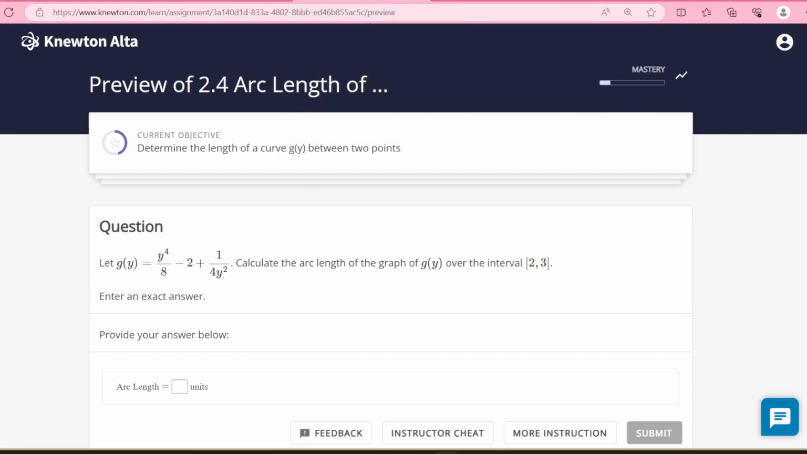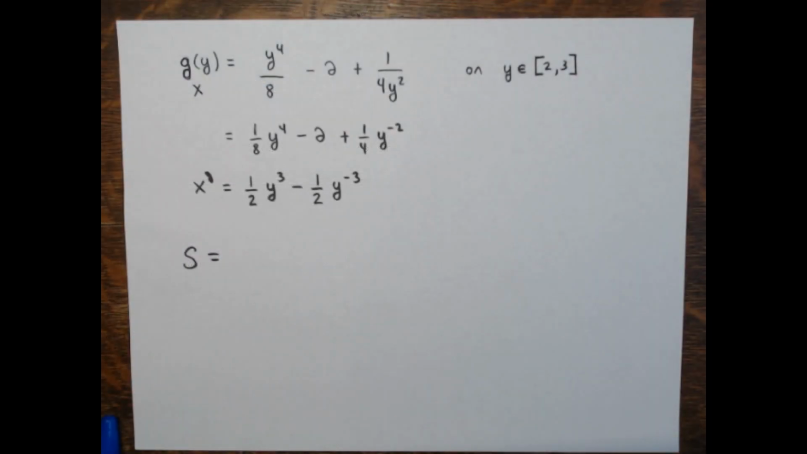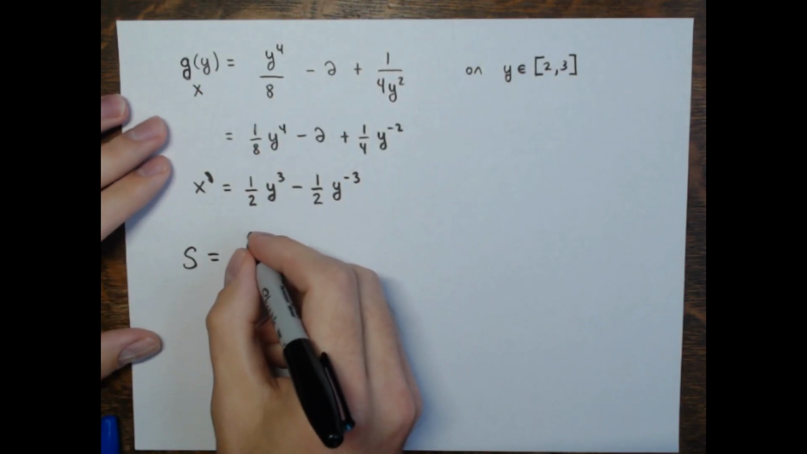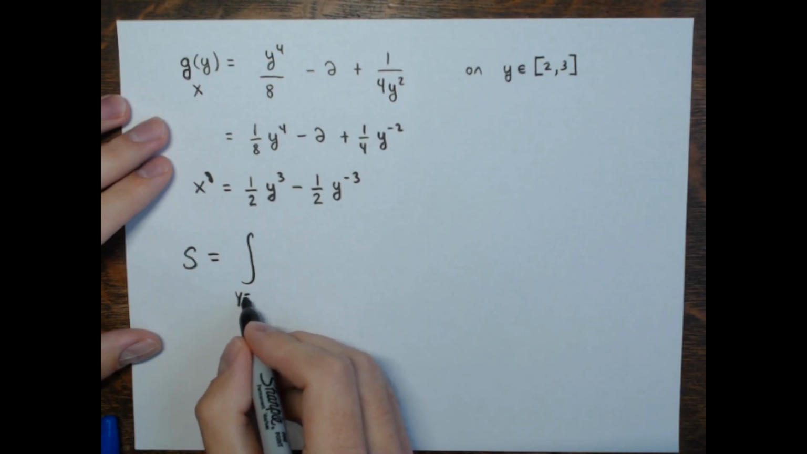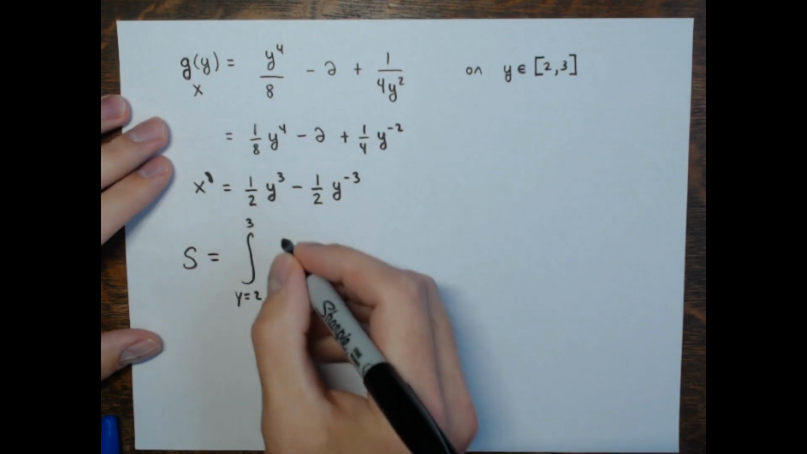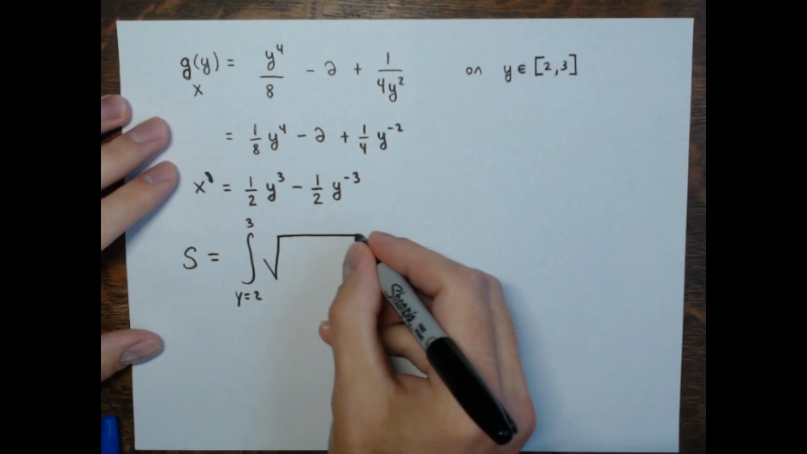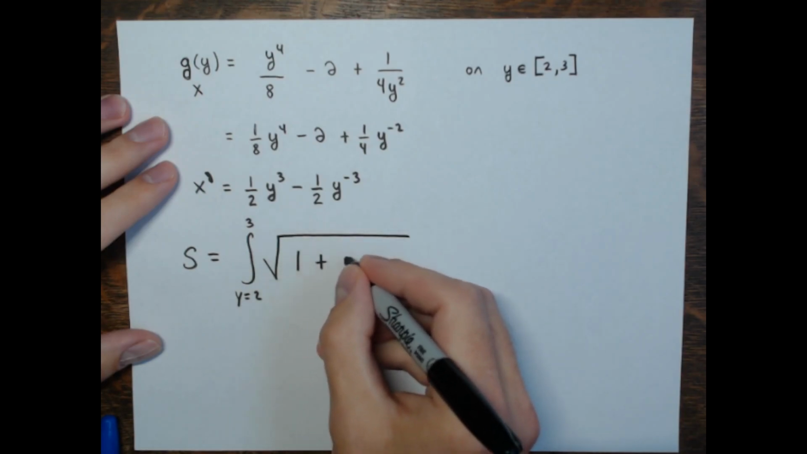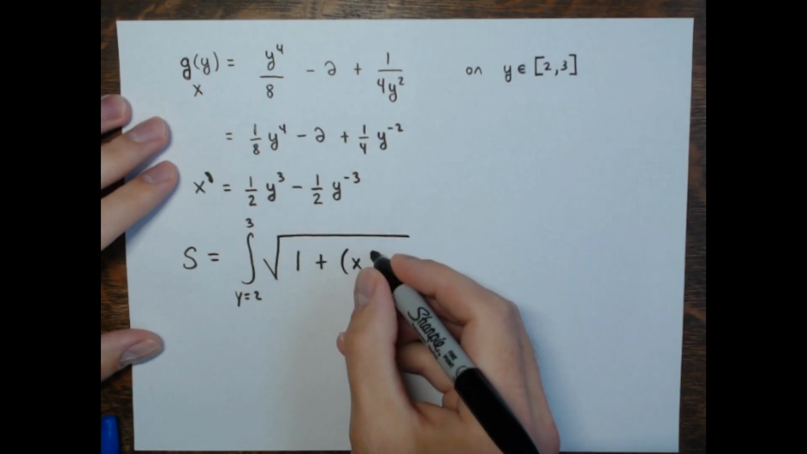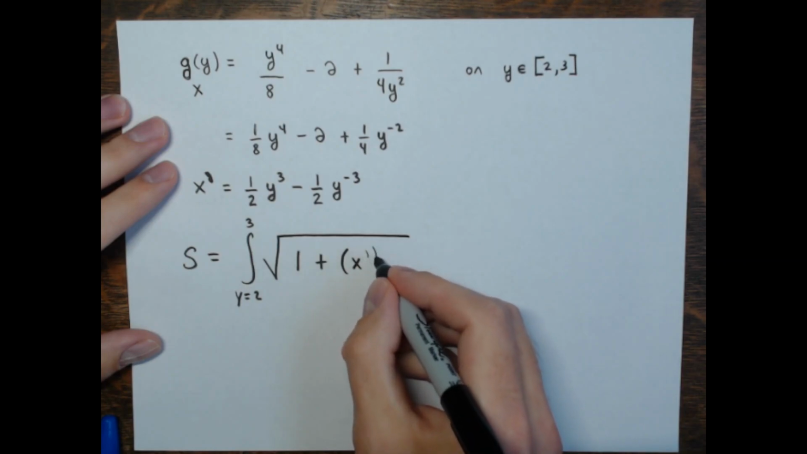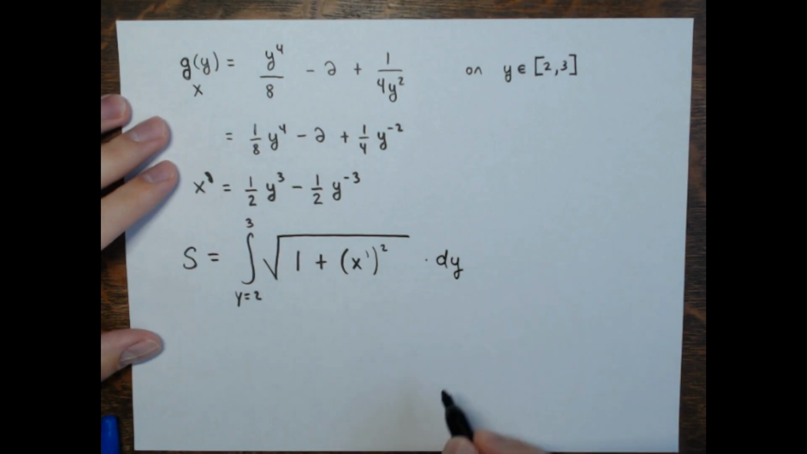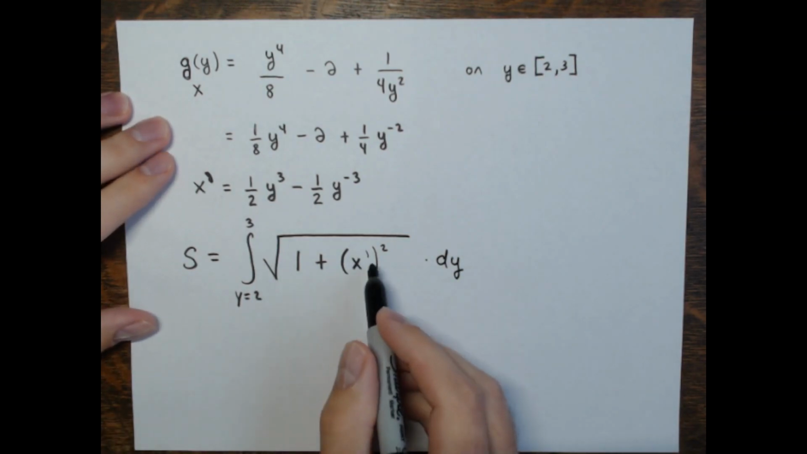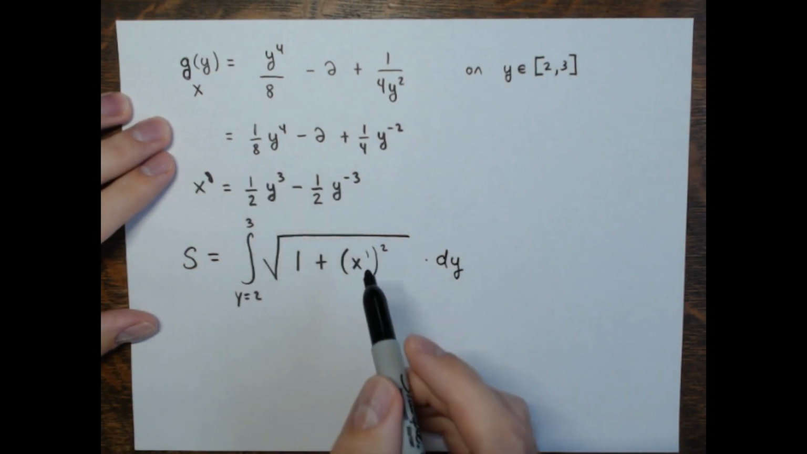Okay, so back to the paper. It's going to be the integral from y equals 2 to 3 of the square root of 1 plus, and x is in terms of y, so we've got x prime here squared, and then dy on the outside. I found x prime and I'm putting it in here.